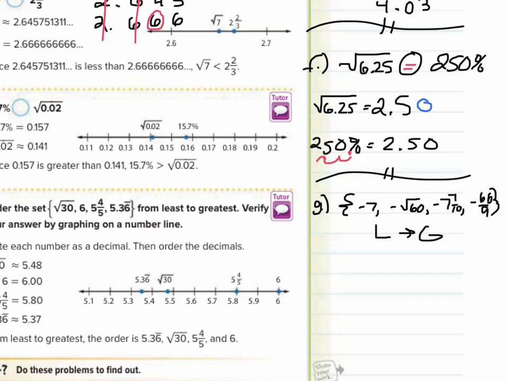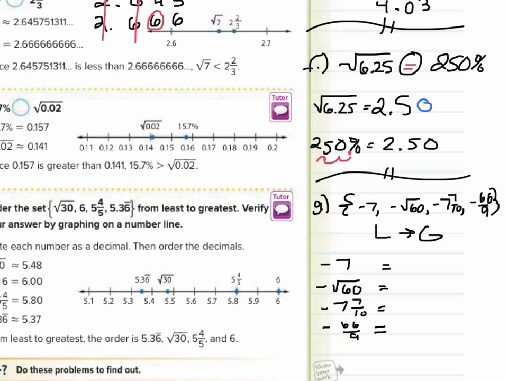Don't let the size of the problem freak you out. Just take everything one step at a time. And so we'll have to figure out -7. We'll figure out together the negative of the square root of 60. We'll figure out -7 7/10. And we'll figure out -66/9. We'll do this together.